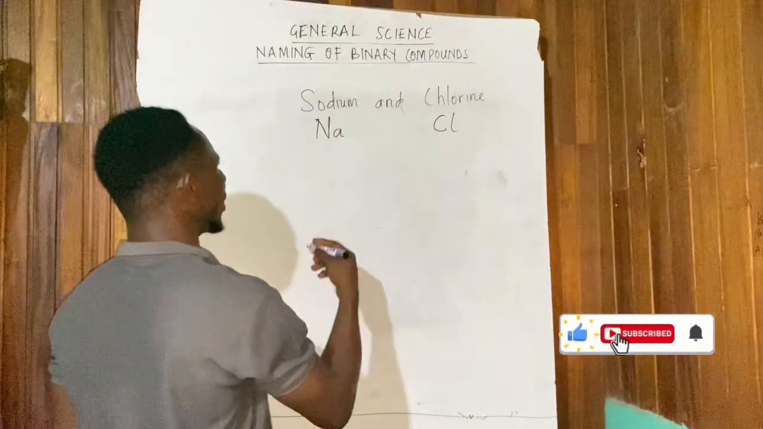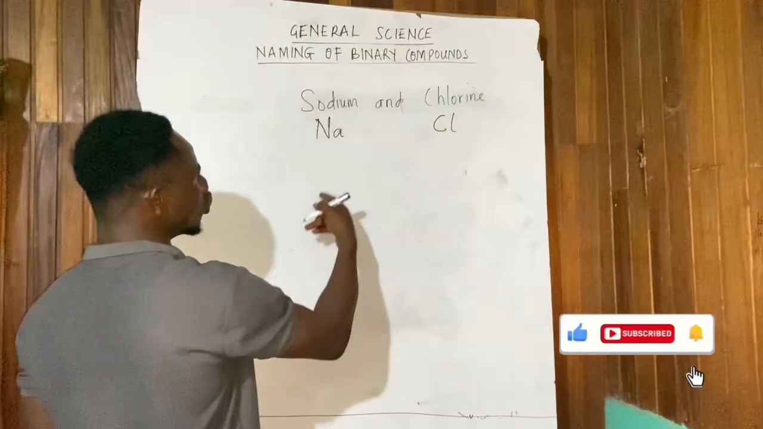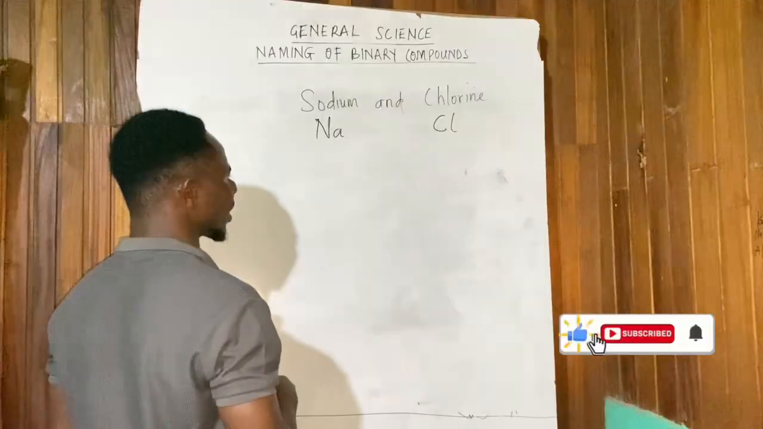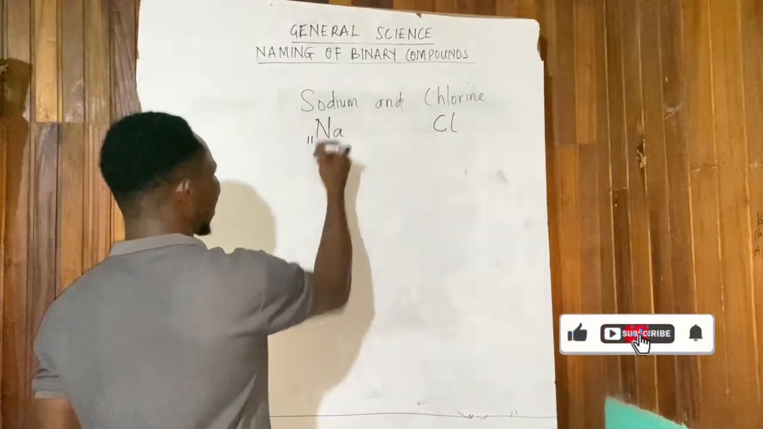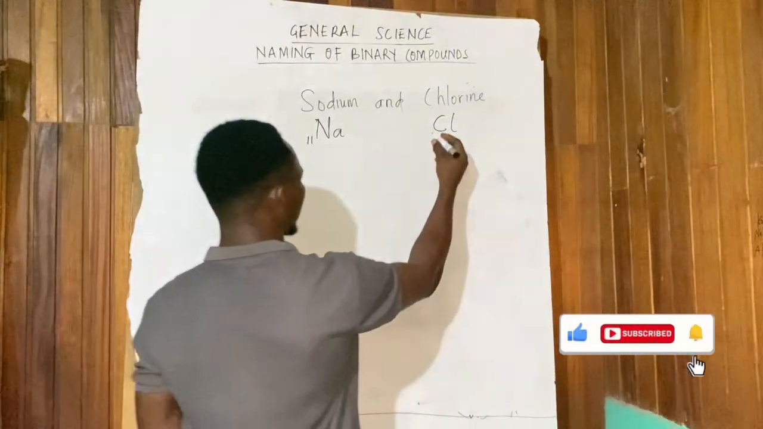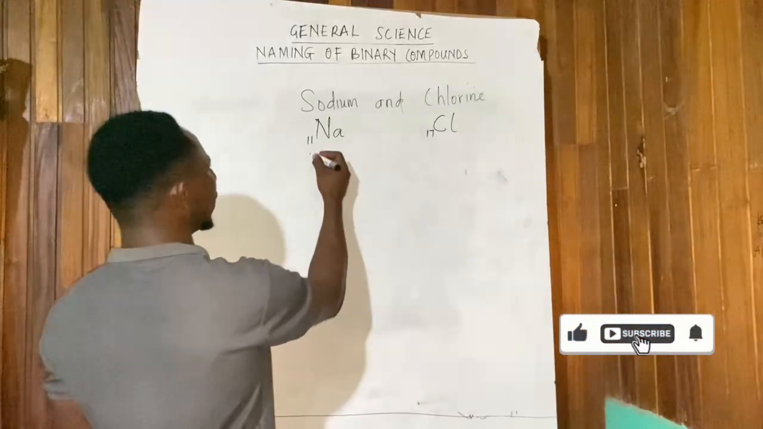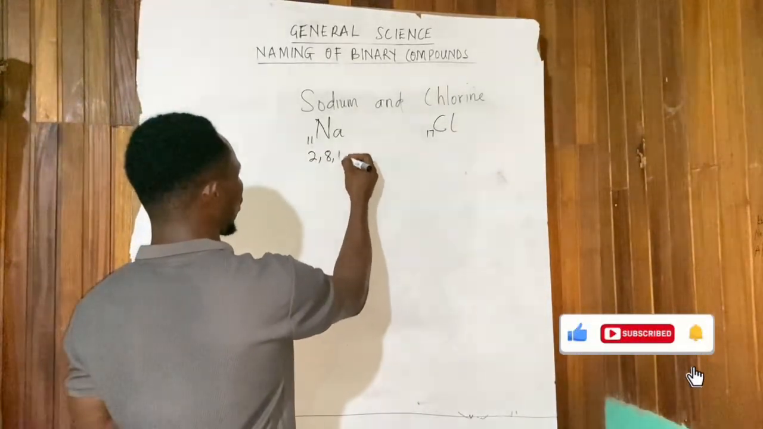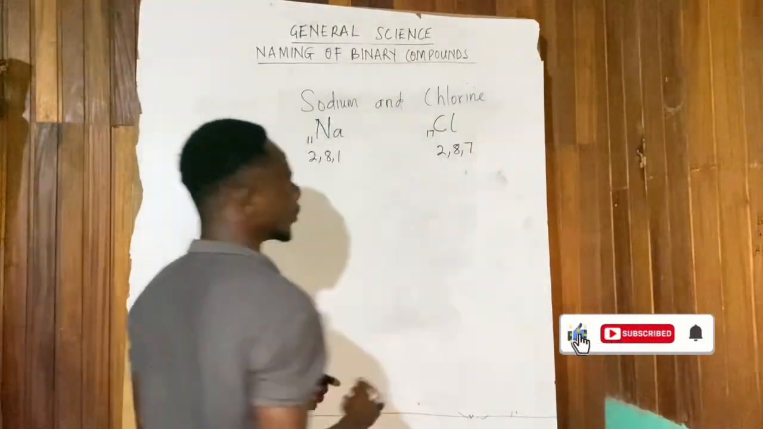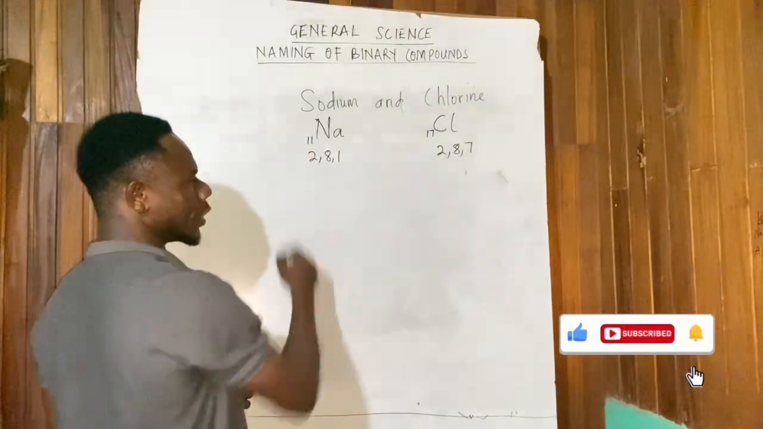Now, we said the electronic configuration of sodium is 2,8,1. This means sodium on the periodic table has an atomic number of 11. Chlorine has an atomic number of 17. The electronic configuration for sodium will be 2,8,1. Chlorine, 2,8,7, making up to 17. 2,8,1 making up to 11.